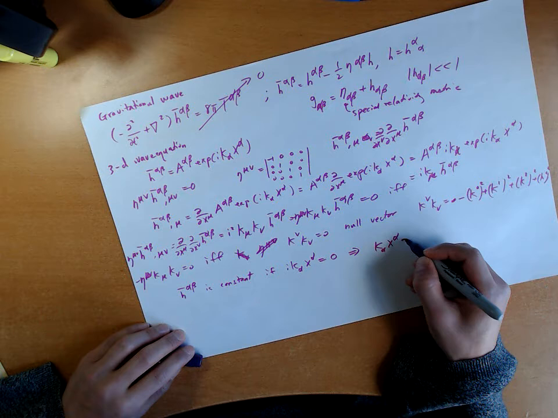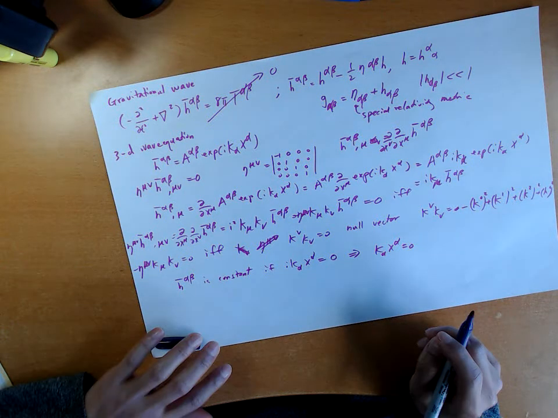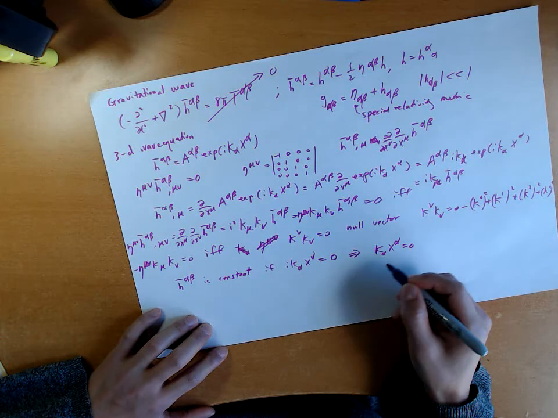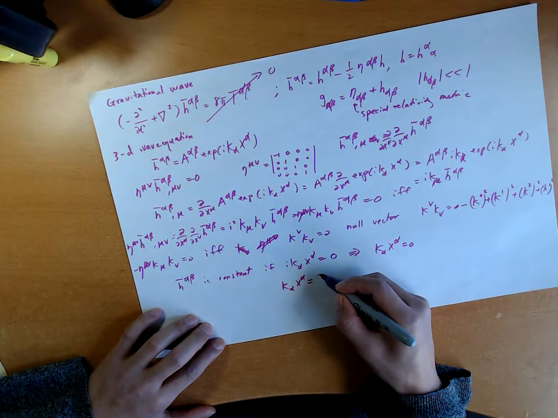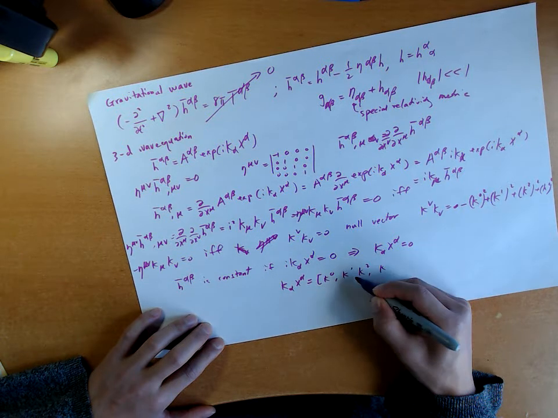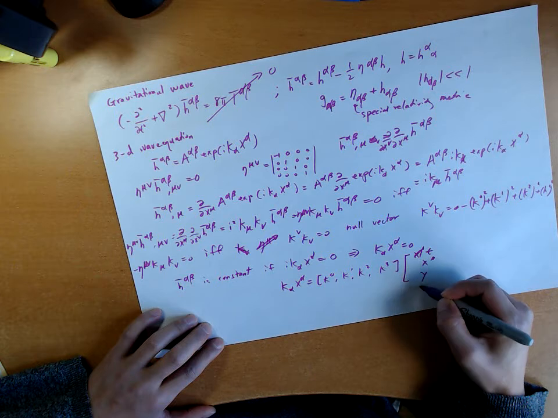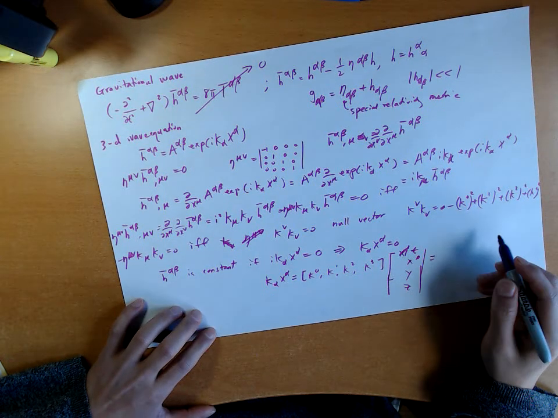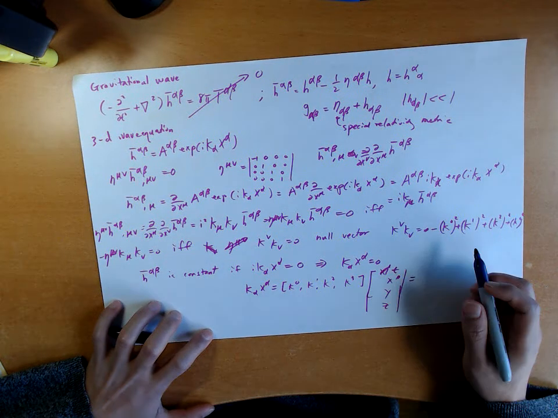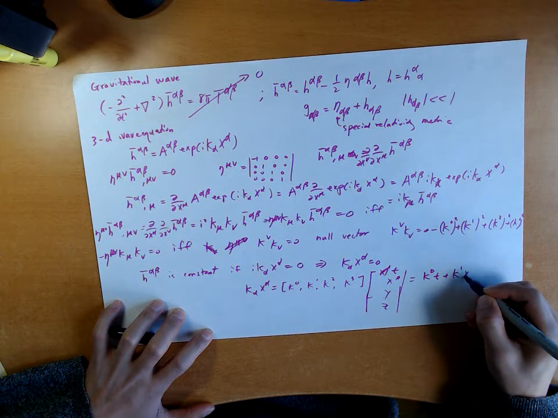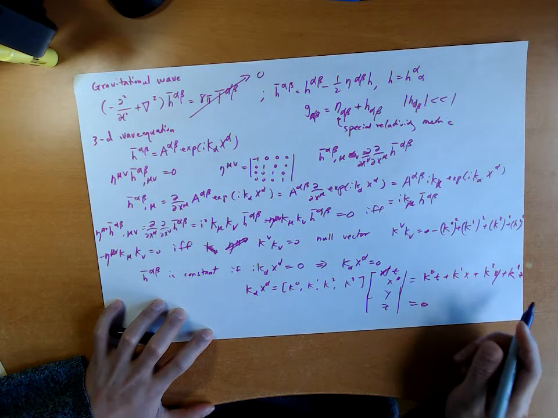k alpha x alpha equals 0. K alpha x alpha is the same as, so this is k0, k1, k2, k3, times x0, x1, so x is t, x, y, z. So this is k0 t plus k1 x plus k2 y plus k3 z. So this is equal to 0.